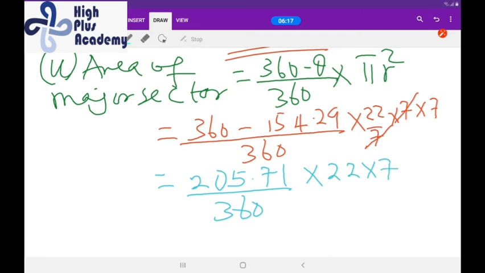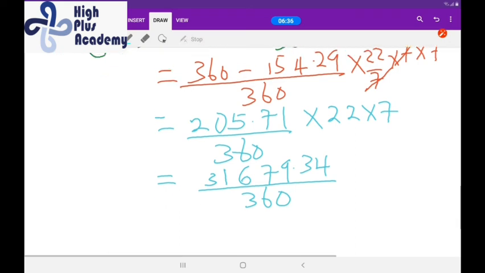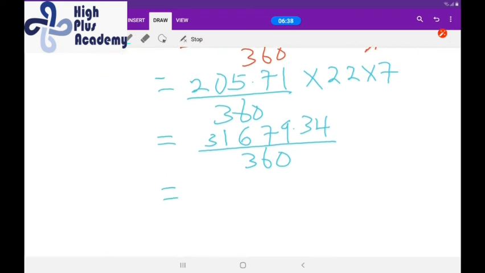Very good. So that will now be giving us what? If you multiply that very well, you'll be getting the numerator 31679.34 all over 360. Good. So if you divide that, you'll be getting 87.9982 centimeters squared. And if you approximate, let's approximate it to 88.00 centimeters squared.